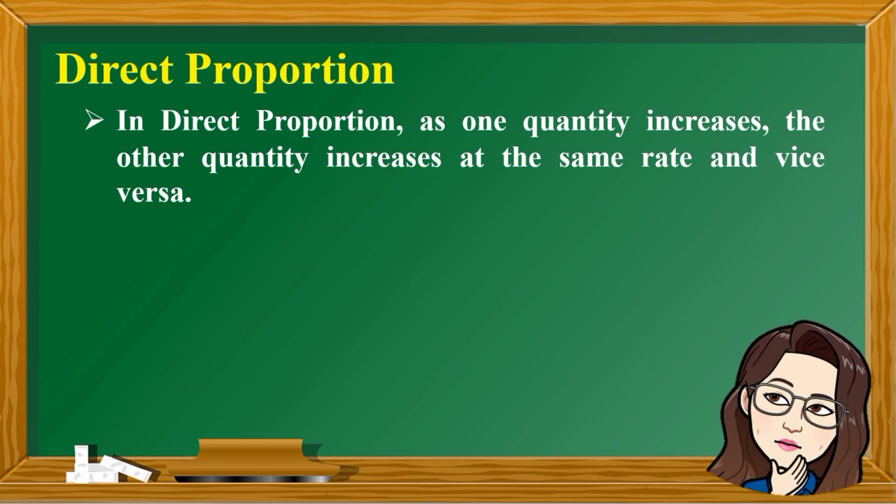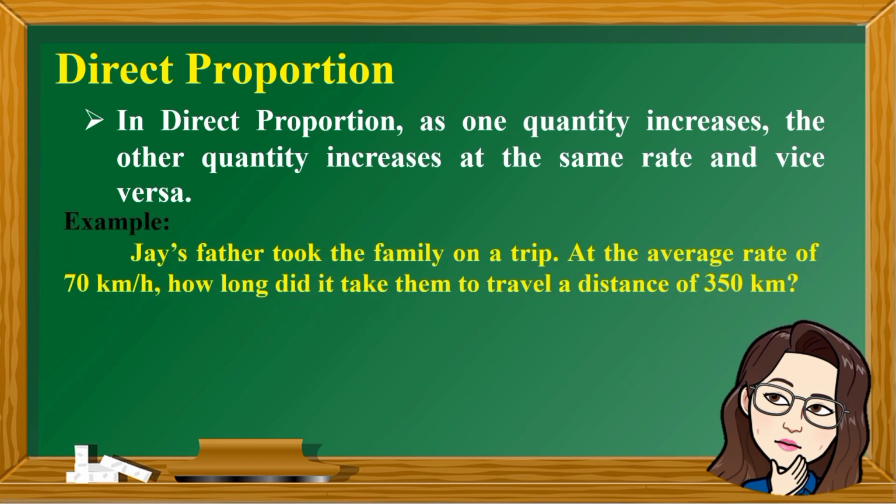Example, Jay's father took the family on a trip. At the average rate of 70 km per hour, how long did it take them to travel a distance of 350 km? If we analyze the problem carefully, the longer distance will require more time of travel. Since the relationship is between the number of kilometers and the number of hours, we write a proportion in which both ratios are in the form kilometer is to hour.